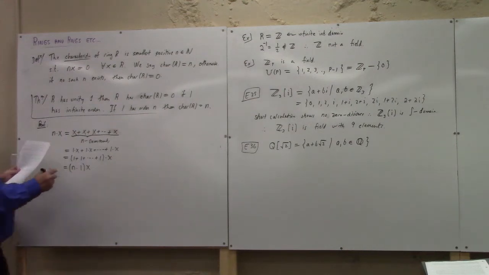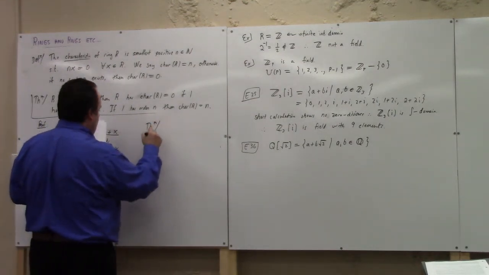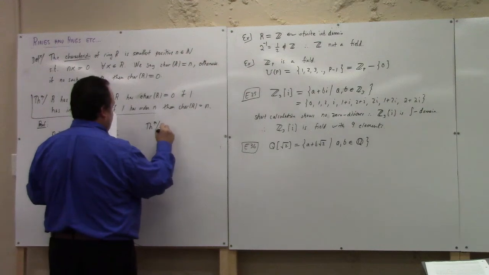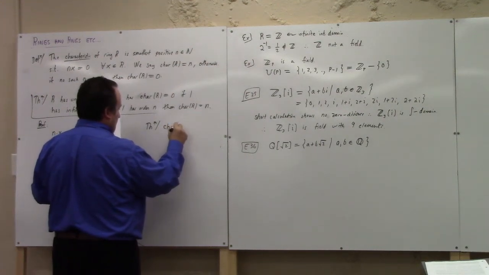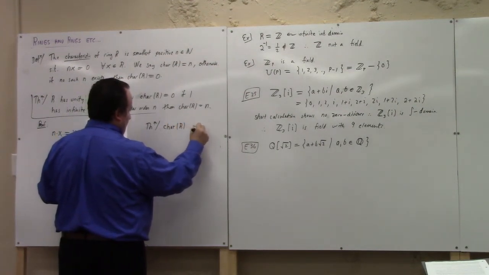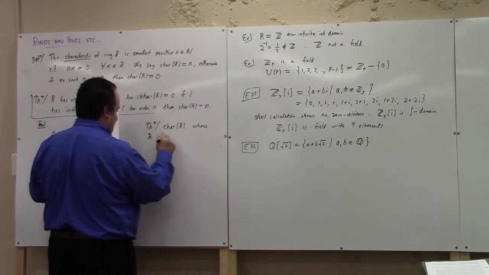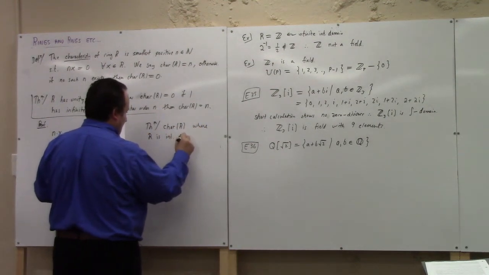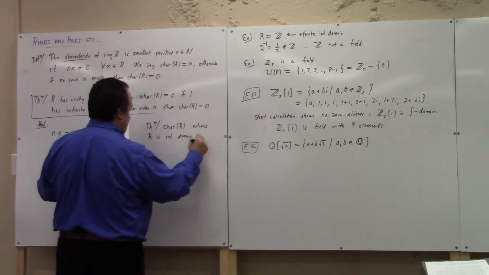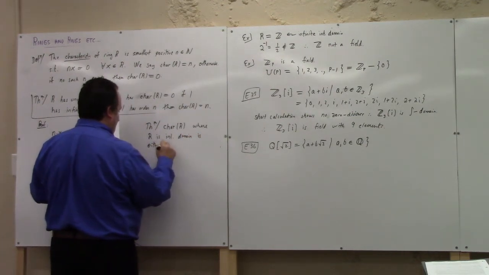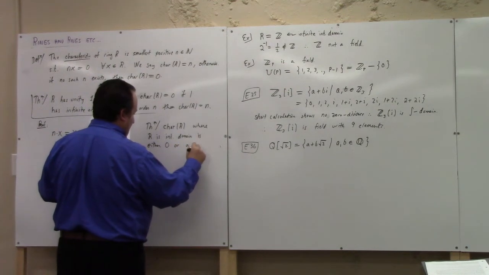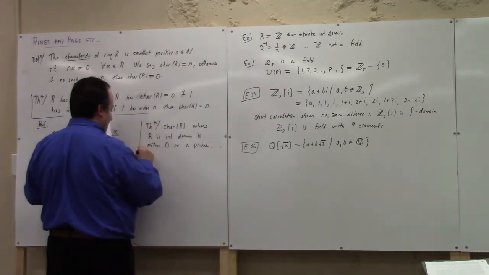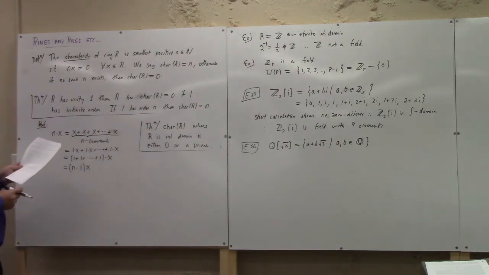Theorem. The characteristic of R, where R is an integral domain, is either 0 or a prime. So if 1 has infinite order, then the characteristic of R is 0, so we're done.